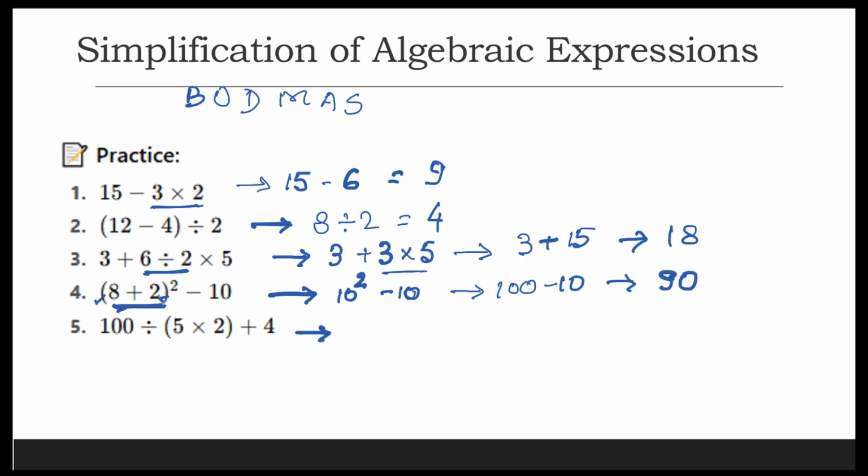Now let's come to this one. Is there a bracket B? Yes. So we'll solve that first. 100 divided by whatever is there inside the bracket, 5 into 2, that is 10, plus 4. Now after bracket, is there an order O? No. Is there a division D? Yes, there is a division. So we'll solve that next. 100 divided by 10 is 10, plus 4. Now, D is done. Is there a multiplication? No. Is there addition? A. Yes. So 10 plus 4 is 14. That's how we are going to simplify the algebraic expression.